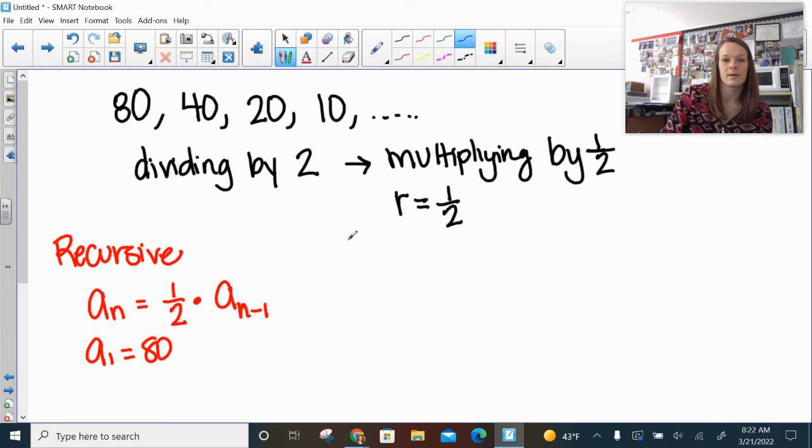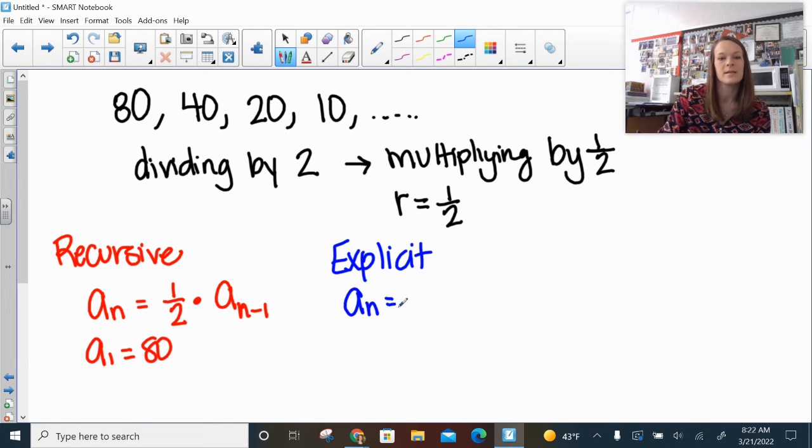Okay. The explicit starts with the a_n. And then I use my first term first, which is 80, times my ratio, which is a half. And this is the one that has the n minus 1 power.